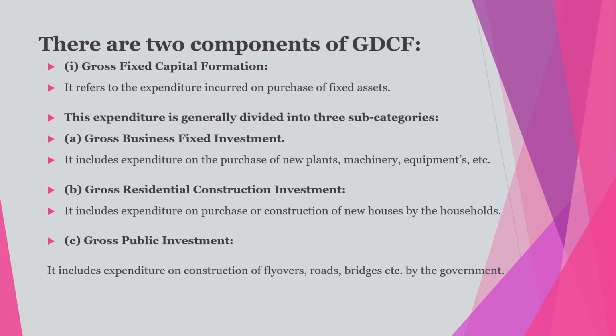It is also divided into subcategories. There are three subcategories. First, gross business fixed investment. It includes expenditure on purchase of new plant, machinery, equipment by business enterprises. Second, gross residential construction investment.